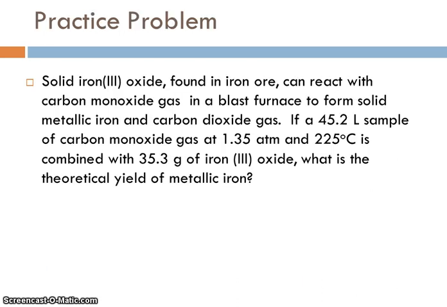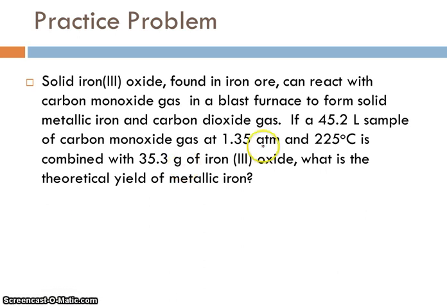So let's do a practice problem. Solid iron(III) oxide, which is found in iron ore, can react with carbon monoxide gas in a blast furnace to form solid metallic iron and carbon dioxide gas. Okay, so here's our reaction. And then it goes on to say, if a 45.2 liter sample of the carbon monoxide gas at 1.35 atmospheres and 225 degrees Celsius is combined with 35.3 grams of iron(III) oxide, what's the theoretical yield of metallic iron?